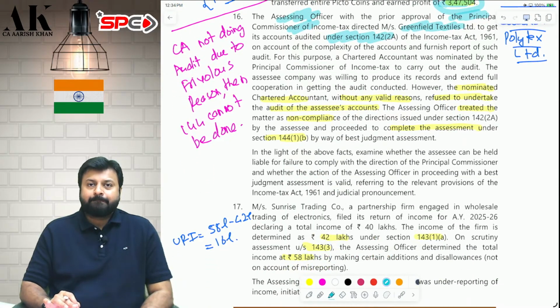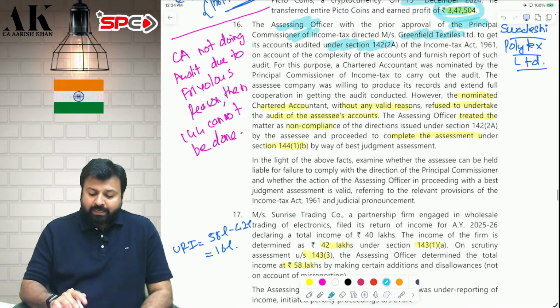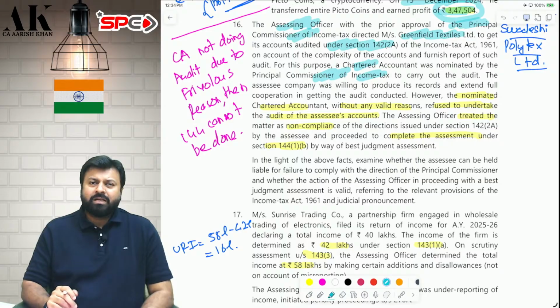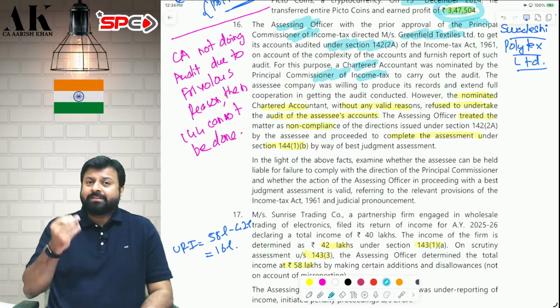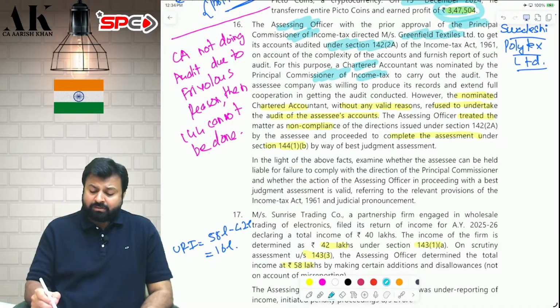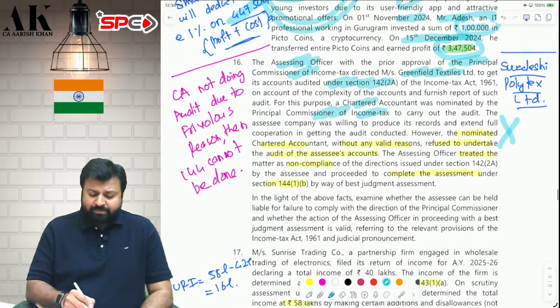Now the Principal Commissioner has appointed a chartered accountant. The chartered accountant is not doing the audit on time. Deliberately he is delaying the audit. Because of that delay, the assessing officer said that because the chartered accountant is not doing the audit, I will apply best judgment assessment on the assessee.